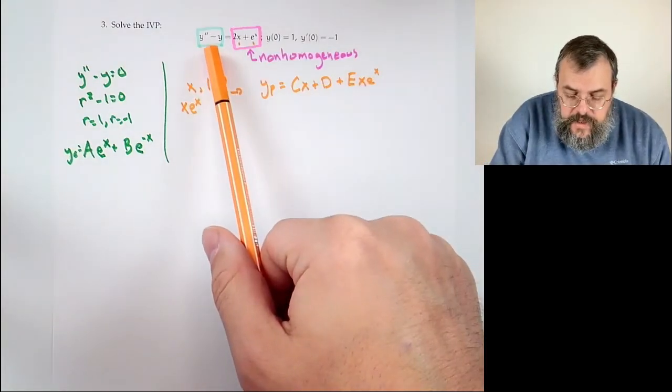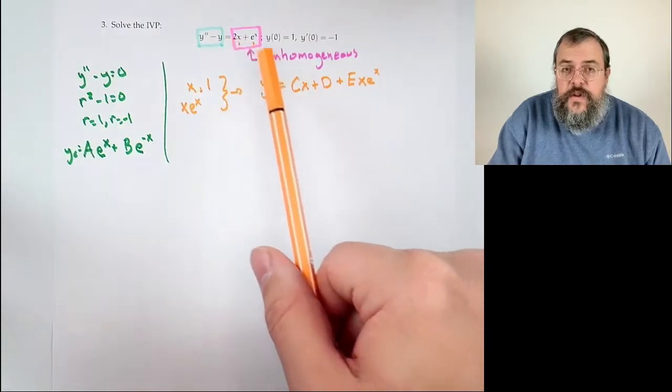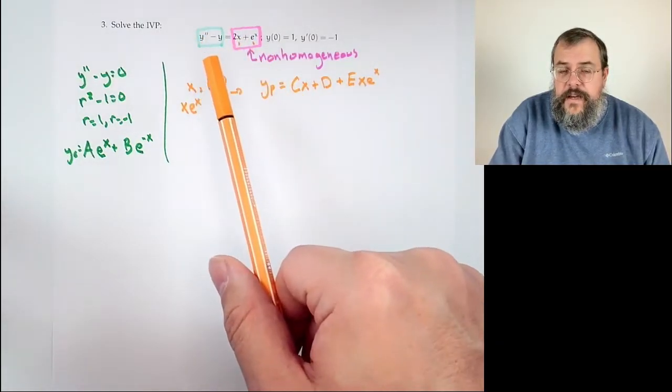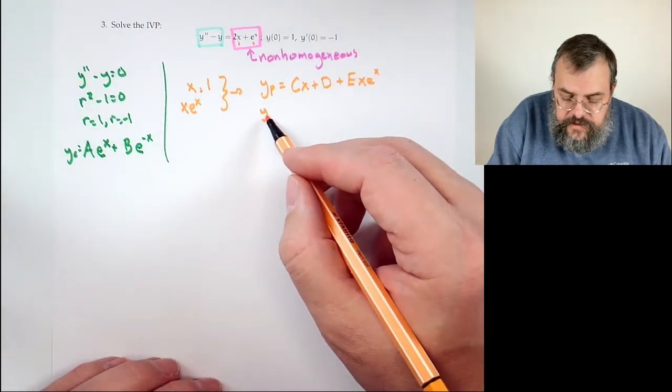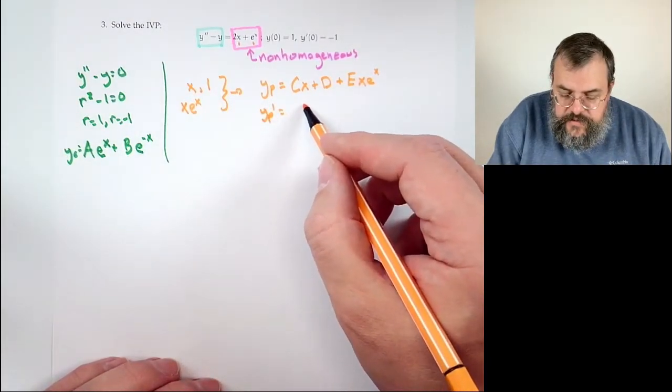Now, we're going to plug that into the left-hand side. And then we're going to gather and compare it to the right-hand side. So we'll need the second derivative. First derivative is not so bad.